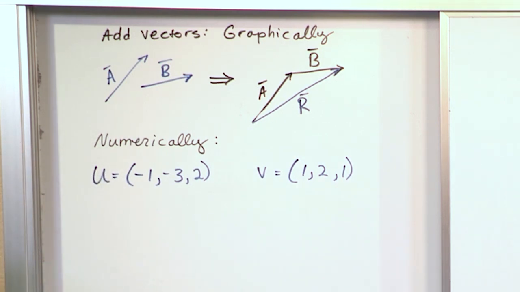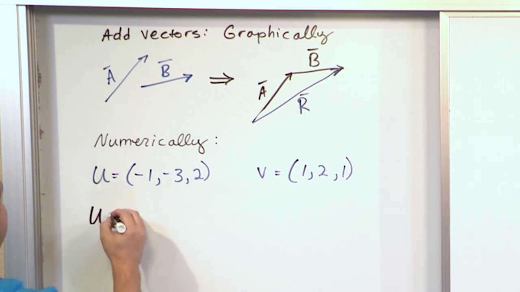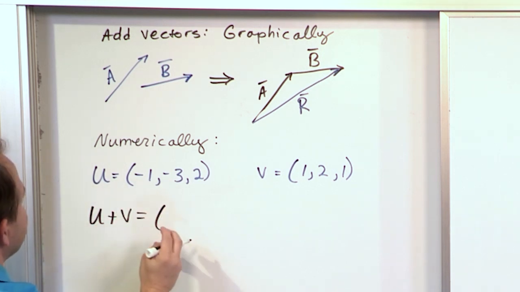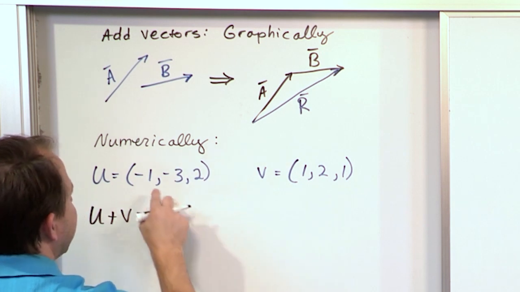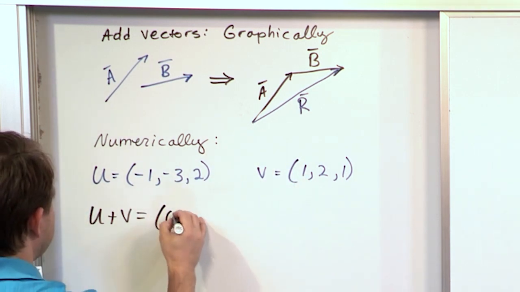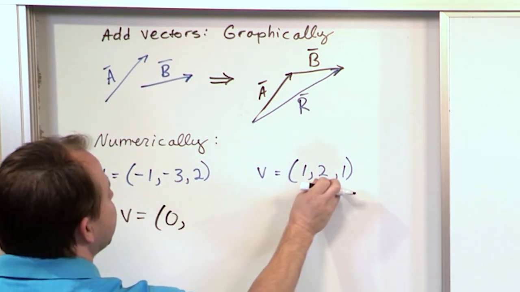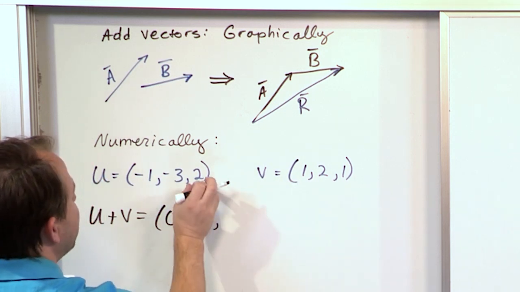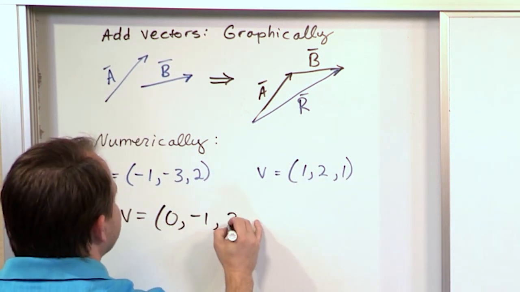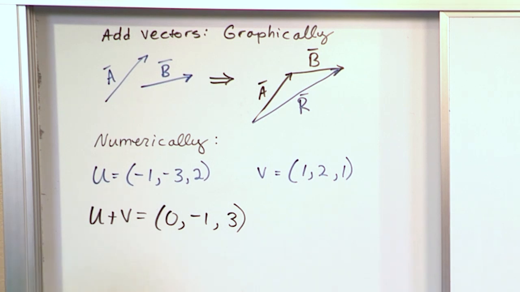But to add them, we can say simply u plus v is equal to, we add the x components together. -1 plus 1 is going to give me 0. We add the y components together, giving us -1. We add the z components together, giving us 3. So you see, we just simply add everything together.